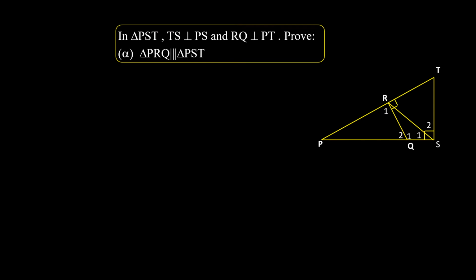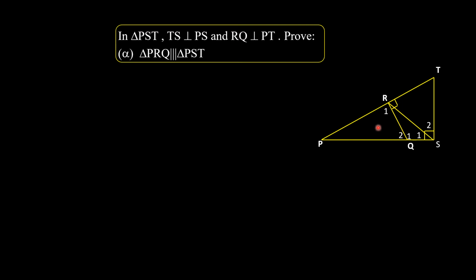Let us look at a few questions, on the proportionality theorem and similarity theorem. In triangle PST, TS is perpendicular to PS, it's clearly shown. RQ is perpendicular to PT, all these are available here. Prove that triangle PRQ is similar to triangle PST. Okay, so we are going to make use of the similar triangle properties.